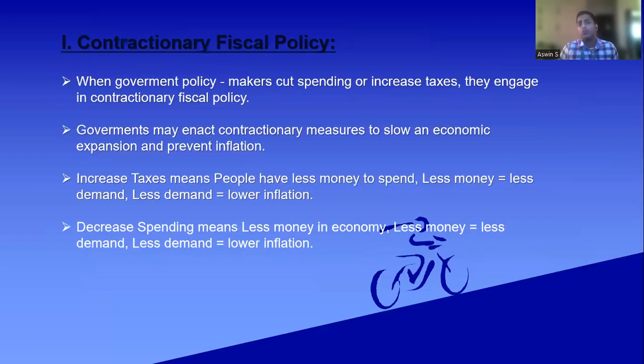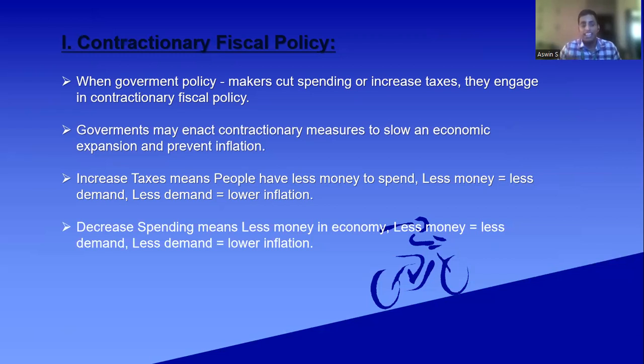Now, what are the advantages of contractionary fiscal policy? When is it used? Contractionary fiscal policy is used by the government when policy makers cut the spending or increase the taxes. They engage in contractionary fiscal policy. Governments may enact contractionary measures to slow an economic expansion and prevent inflation.